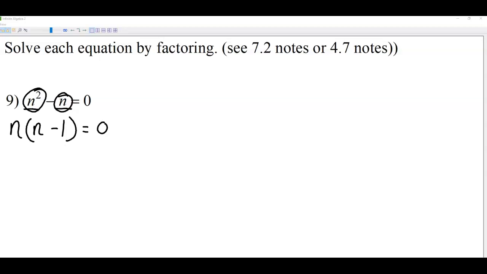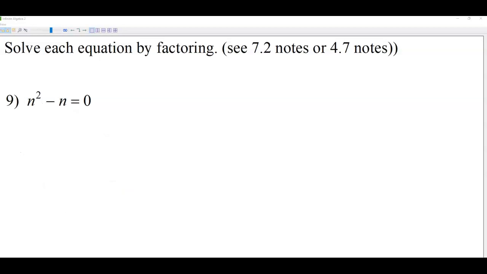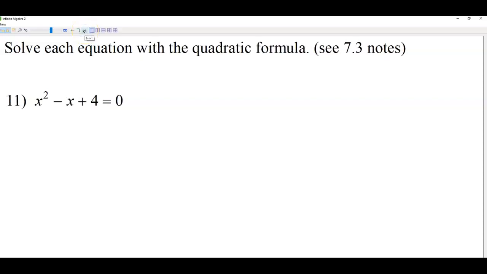After you factor it, you set each factor equal to 0. So n equals 0, and n minus 1 equals 0. For this one, there's nothing to do. The answer is 0. But for this other one over here, we do need to add 1 on both sides. And there we go. So 3 ways to solve quadratics by factoring: box method, difference of squares, and GCF. Got to know all three strategies and when to use them.